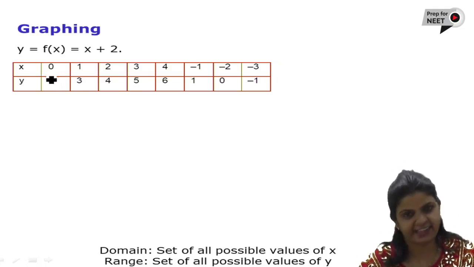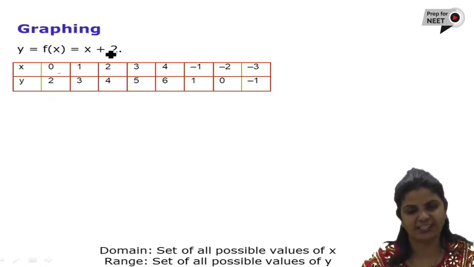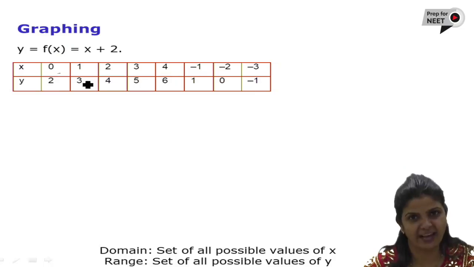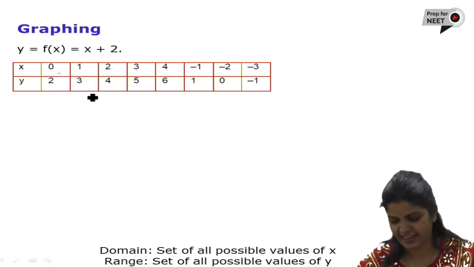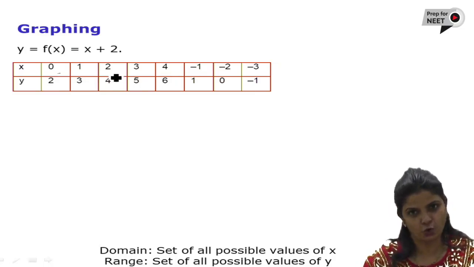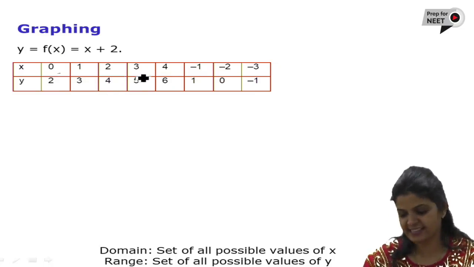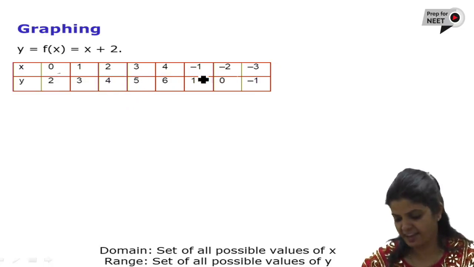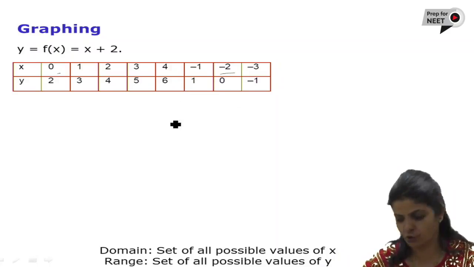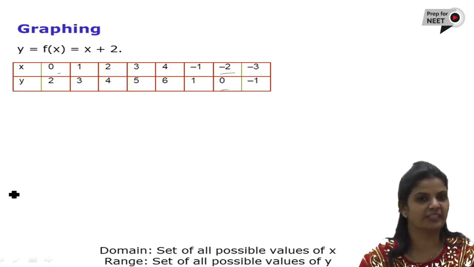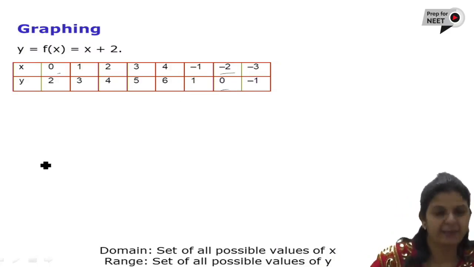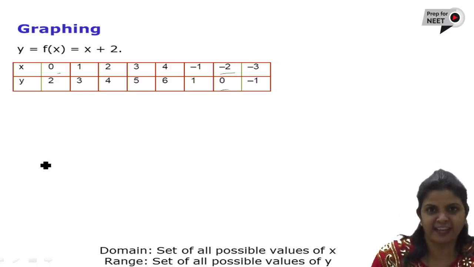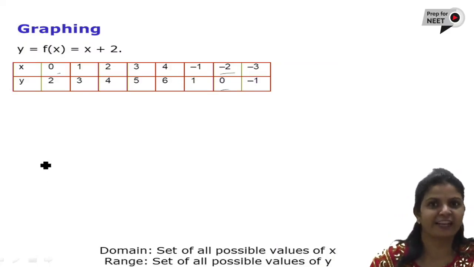Let's say x is equal to 0, calculate y. 0 plus 2, it's 2. Let's say put x is equal to 1, get y, it's 3. Let's say x is equal to 2, y is equal to 4. x is equal to 3, y is equal to 5. If you have chosen x is equal to minus 2, you are getting y is equal to 0, right? So every time keep on changing the value of x and get the unique value of y.